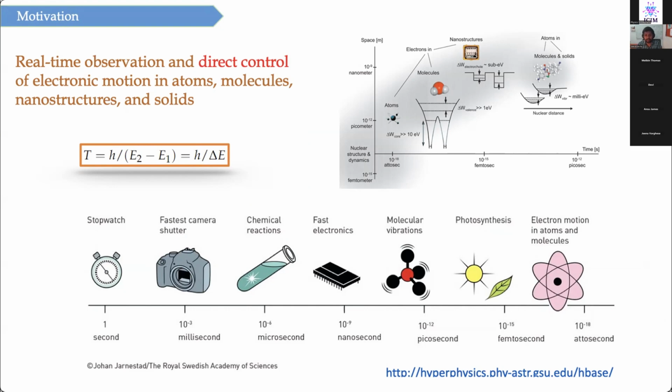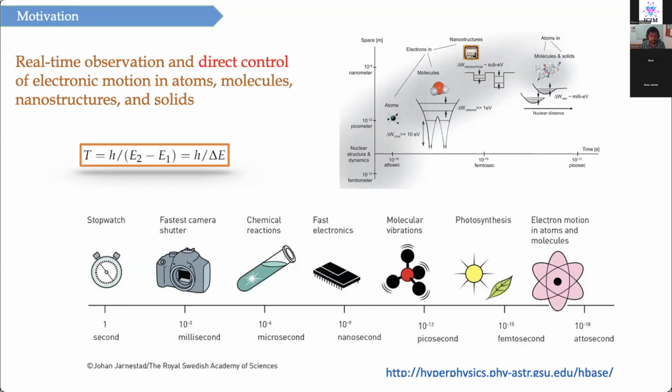But we are interested in more intrinsic phenomena. What happens to electron motion? What is the timescale of electron motion in atoms and molecules? When you look at that, we are talking about an eV or some sort of energy differences. When you plug that number in the time equation, as mentioned in the box here, you can see that it is of the order of femtoseconds to attoseconds. We need an attosecond pulse to understand this really fast motion. So the motivation is the real-time observation and direct control of electronic motion in atoms, molecules and nanostructures.